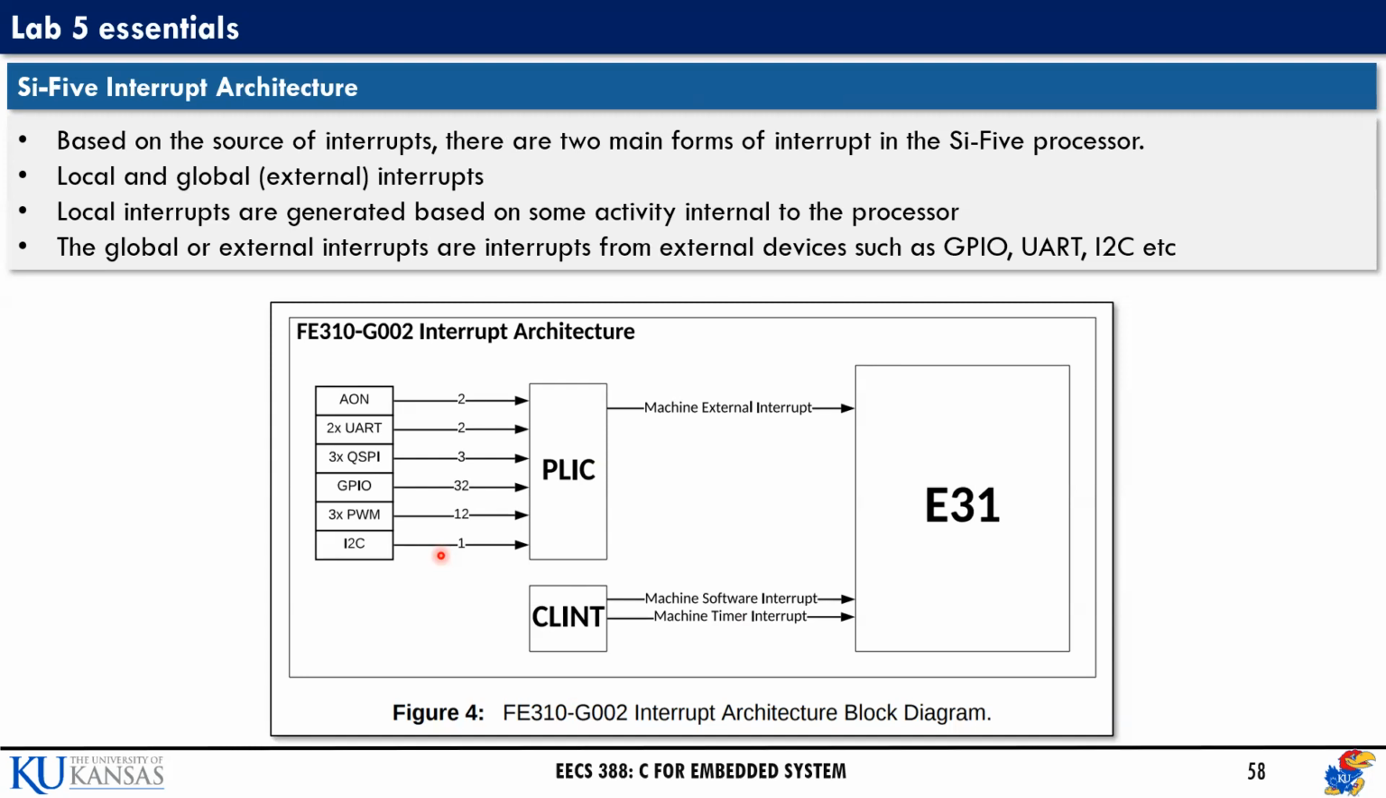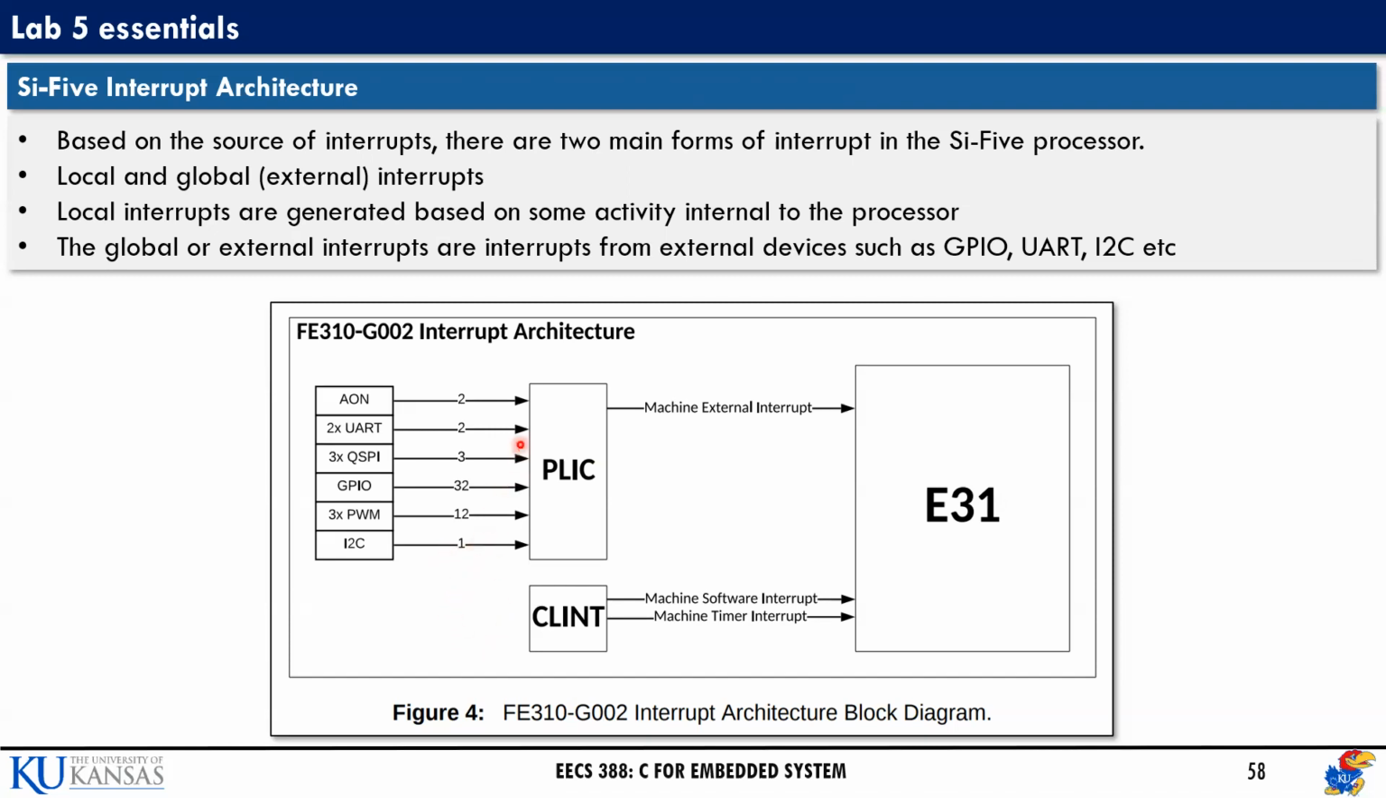The local interrupts are generated based on some activity internal to the processor. They can be generated using software running in the processor, or a timer that is counting towards a certain number. So the local interrupts are solely software based. I mean, the CPU is maybe checking something or counting something for a specific time.